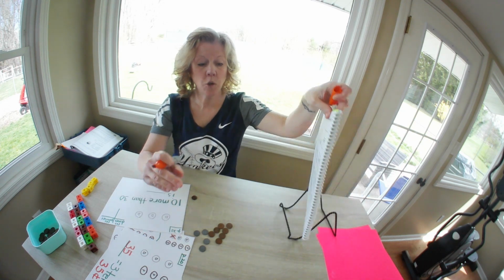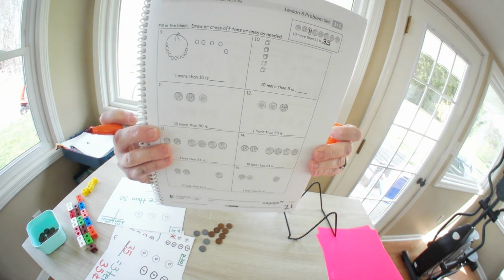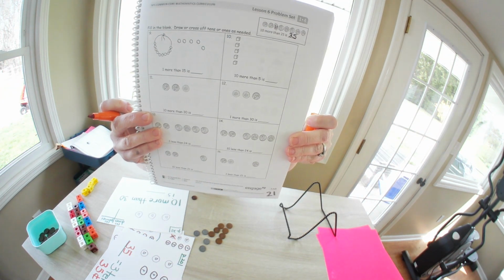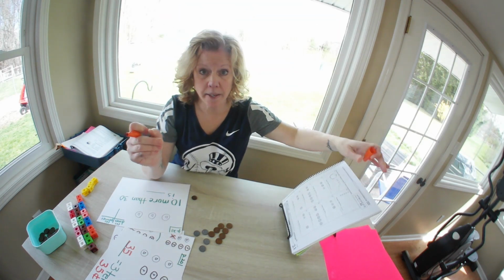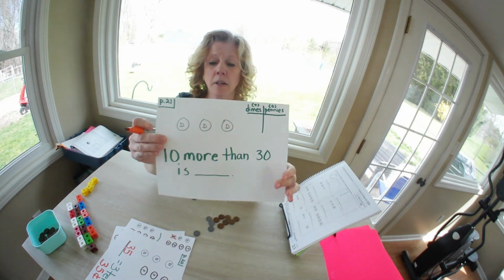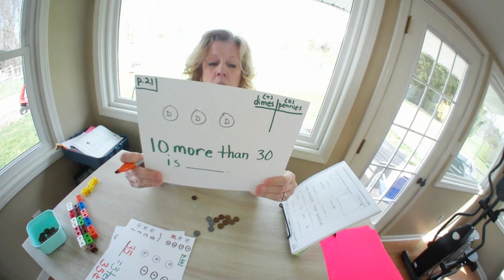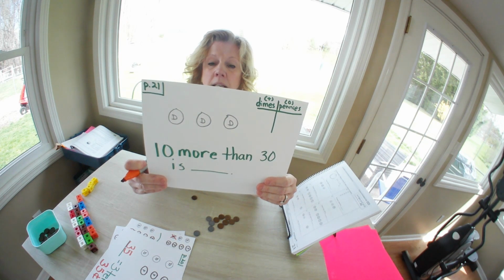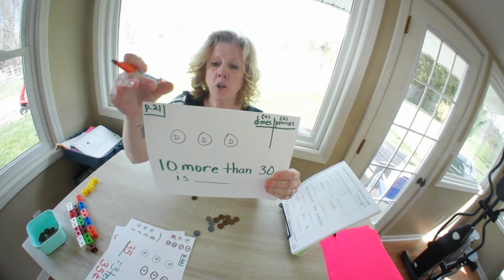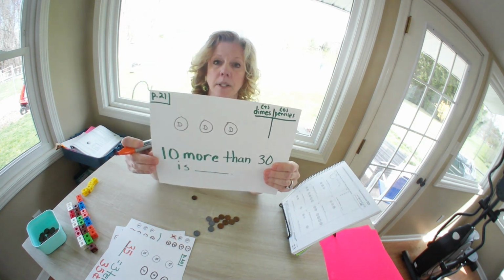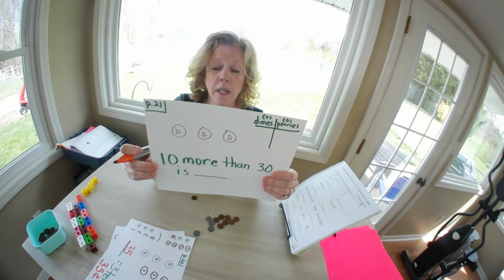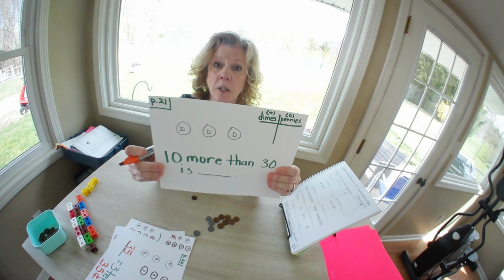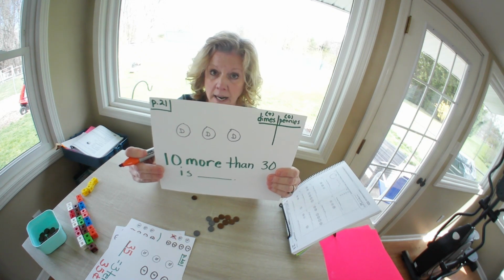Now, if we turn to page 21, which looks like this, this time we're going to do problem number 11. Okay, so this is problem 11. And problem 11 says 10 more than 30 is blank. So it shows me a picture of 3 dimes. So what do you think you need to do? If you said draw another dime, you're absolutely right because we're only dealing with tens, 10 more.